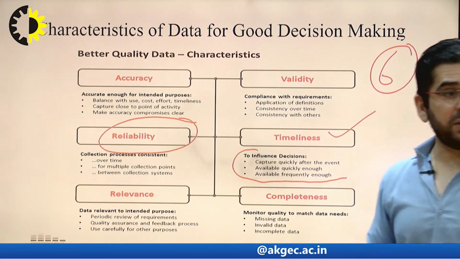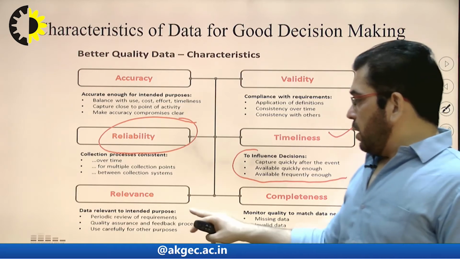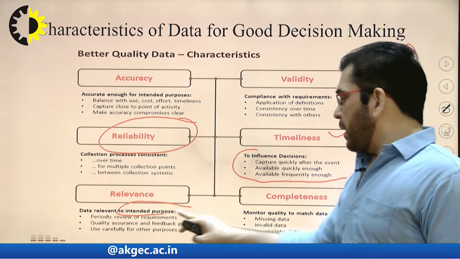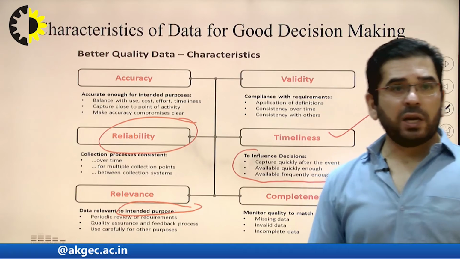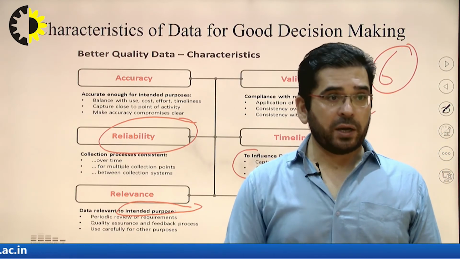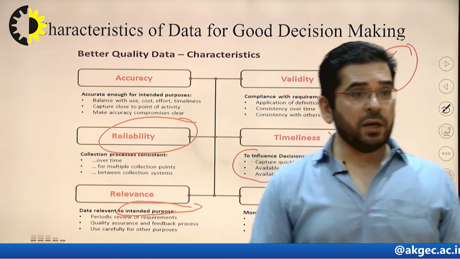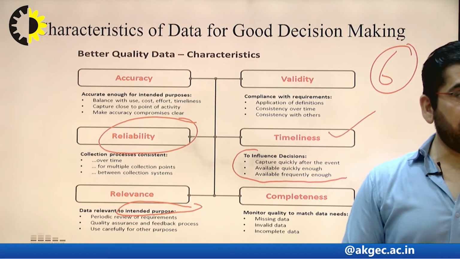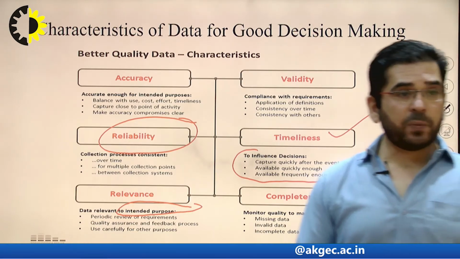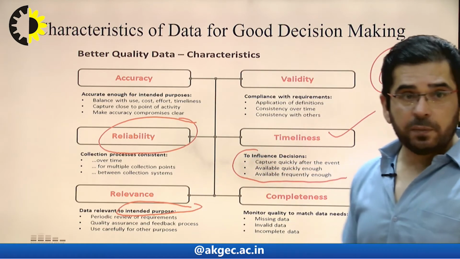Now the relevance. The data should be relevant as well. It should be used for the intended purpose. The purpose for which you are utilizing the data, like you are making some business intelligence on the stock market, the data should be intended for stock market users only. Then there should be periodic reviews of the requirement, and quality assurance and a feedback process should be there. We need to use it carefully for other purposes as well.